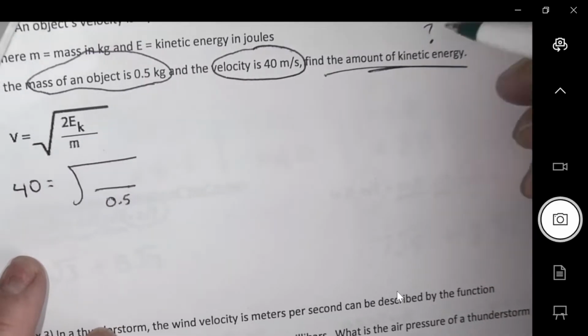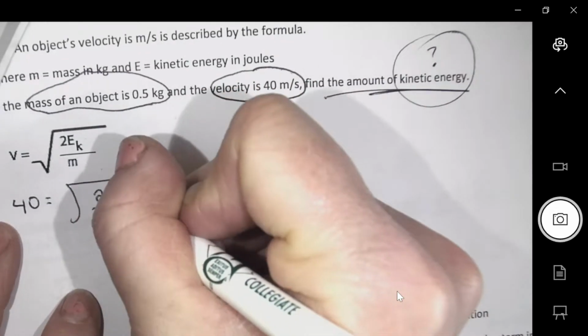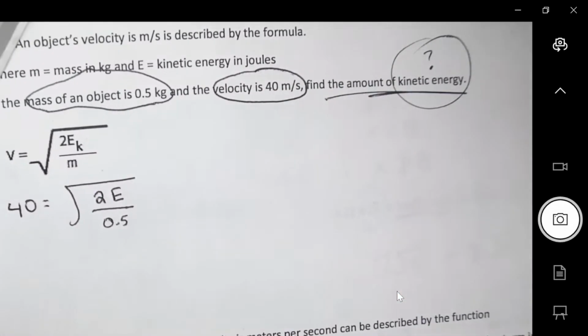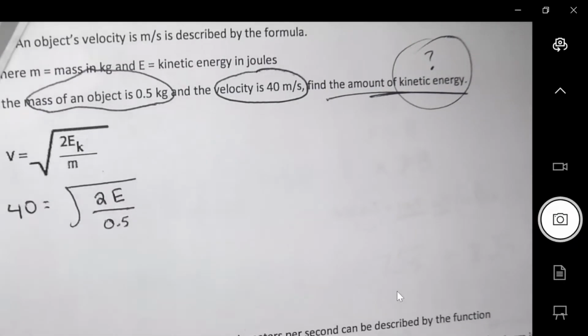Find the kinetic energy. So 2E. Why is the K there? It's like a kinetic energy. Not just energy, it's specifically kinetic energy. You can write it, or we'll just go with an E, one or the other. All right, how am I going to get this variable of E alone? What's your first instinct?